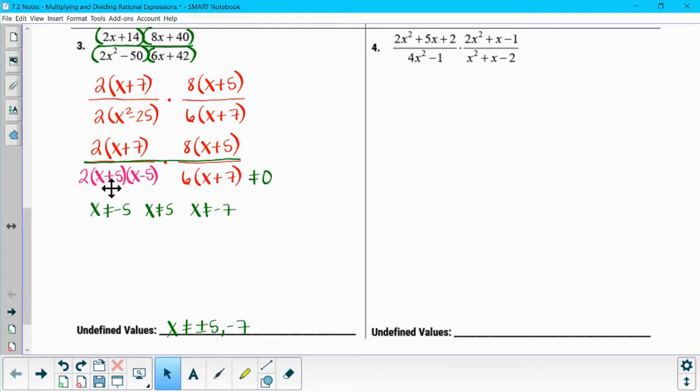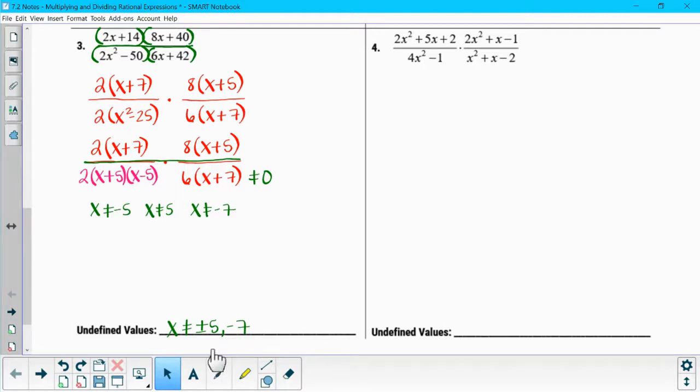Now, x plus 5 means x cannot equal negative 5. X minus 5 means x cannot equal positive 5. X plus 7 means x cannot equal negative 7. The 6 and the 2 don't generate any undefined values. So my three undefined values are x cannot equal plus or minus 5 or negative 7.